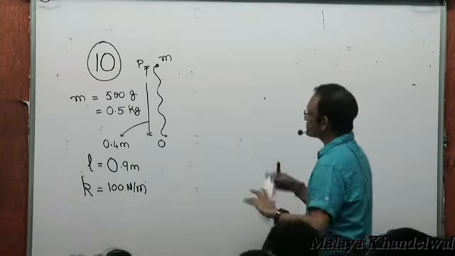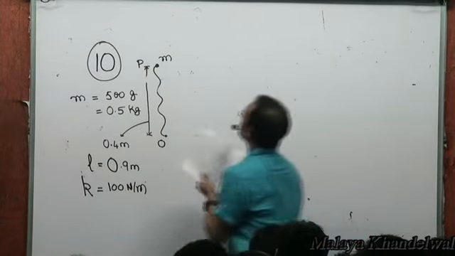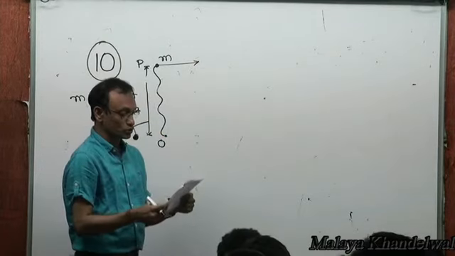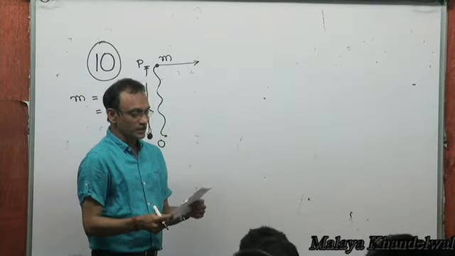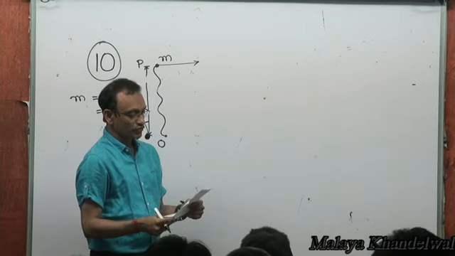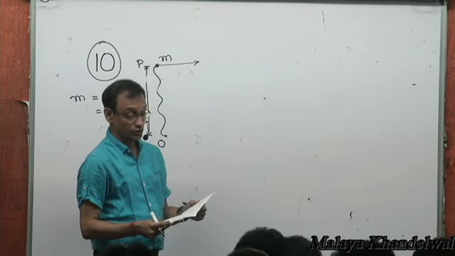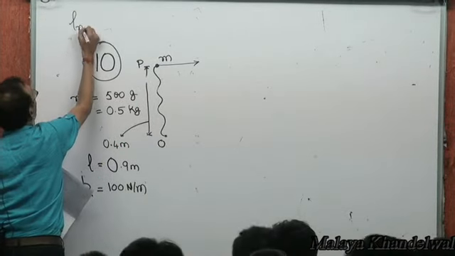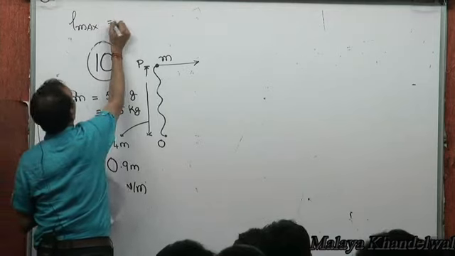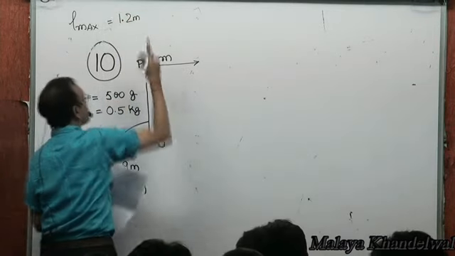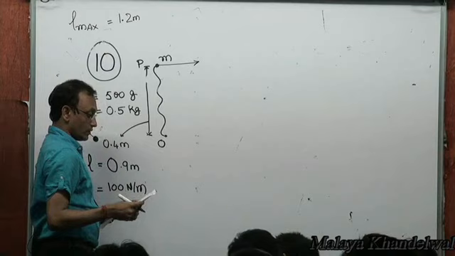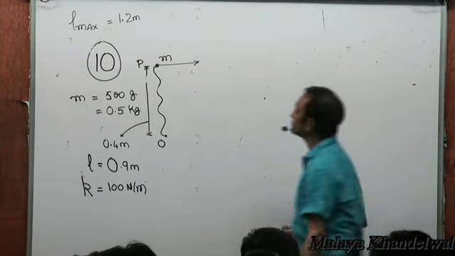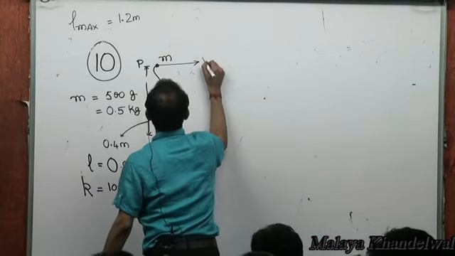Now, this block M is set in motion like this. The speed in the beginning is such that the distance from O to the block will reach a maximum value of 1.2 meters. So what's given is L max, the maximum length of the cord, is 1.2 meters. This is given a velocity v like this.